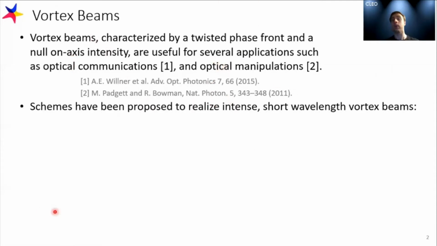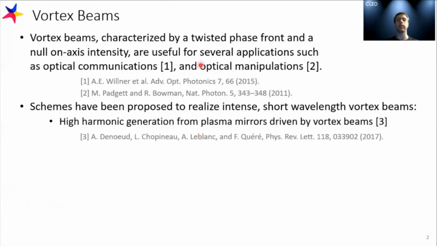While most of these applications have taken place in the infrared or visible wavelength regime, schemes have been proposed to realize intense short wavelength vortex beams, such as high harmonic generation from relativistic plasma mirrors driven by infrared vortex beams, which generate harmonics containing higher order vortex modes.